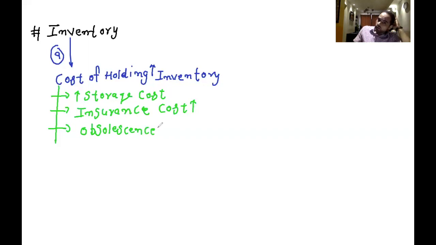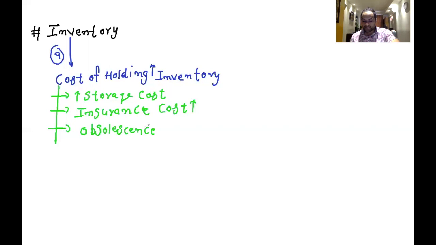Obsolescence means any kinds of damaged inventory. For example, any kinds of natural disaster that damage your inventory. An insurance company may not give you insurance from such kinds of calamity or natural disaster.